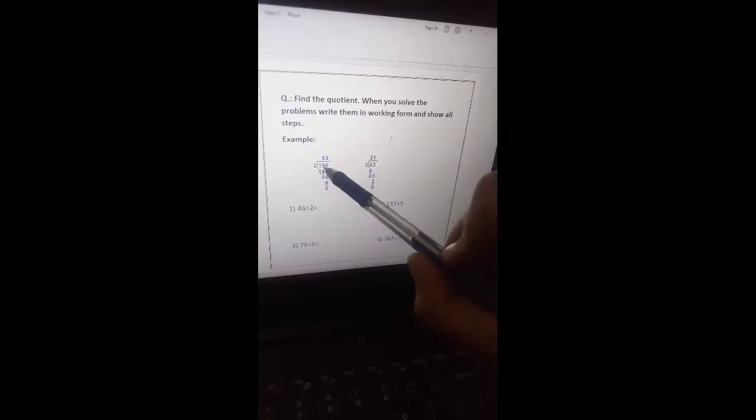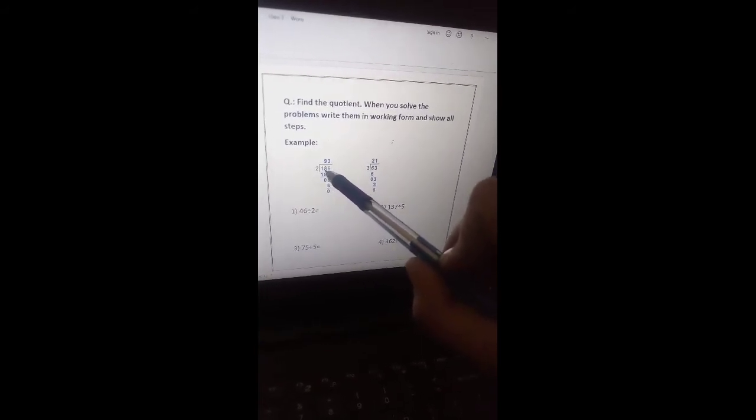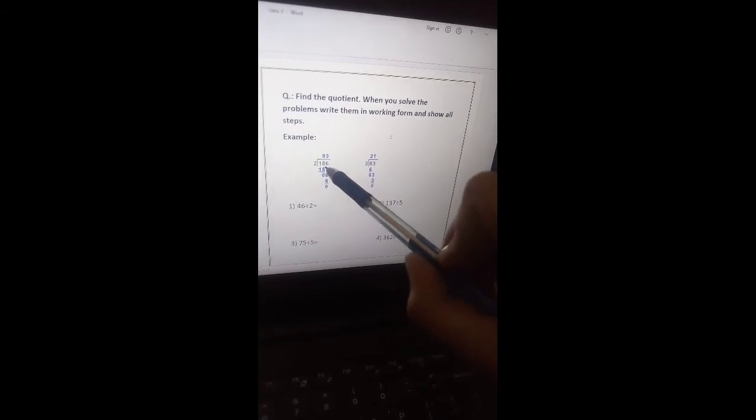Let's take the first digit 1. 1 will not come in the table of 2, so we will take 8 with 1 and it will become 18, a 2-digit number. So 18 will come in the table of 2, so we will do like 2 9s are 18. Now subtract 8 from 8. 8 minus 8 is 0, 1 minus 1 is 0. So 6 will come down as it is. Now 2 3s are 6. 6 minus 6 is 0, no remainder is there. So the quotient is 93.